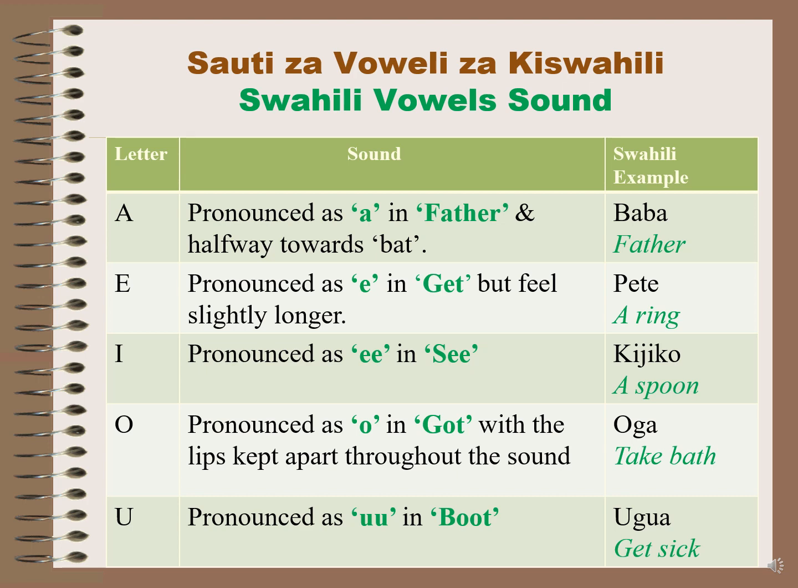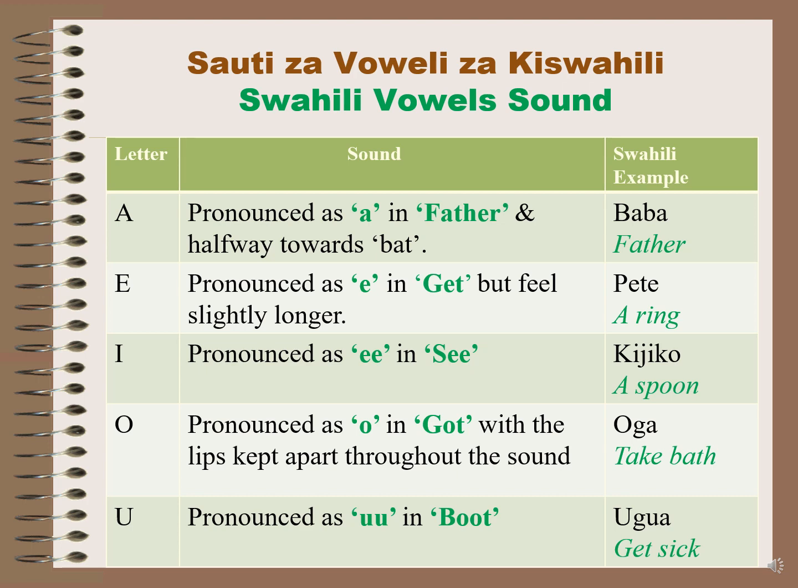E is pronounced as E in get, but feels slightly longer. Pete, a ring. I is pronounced as I in see. An example that we have here is kijiko, meaning a spoon.